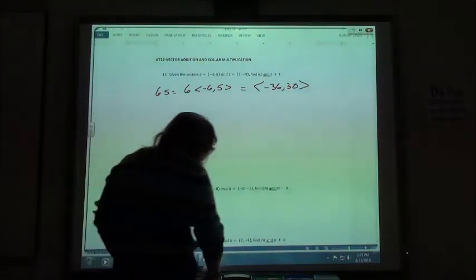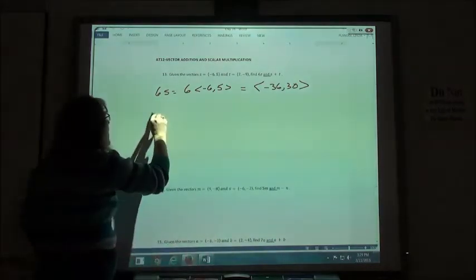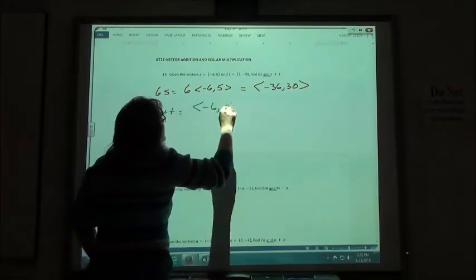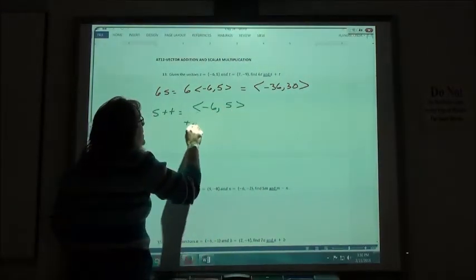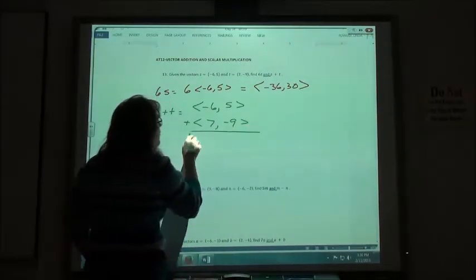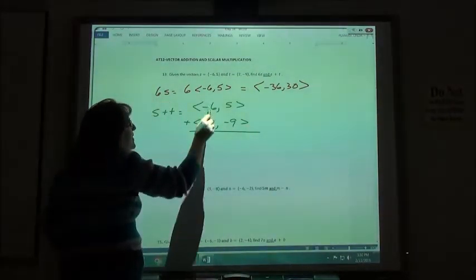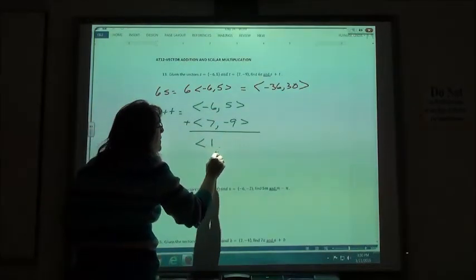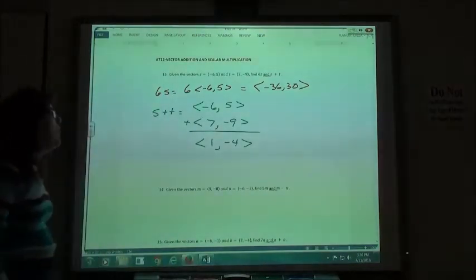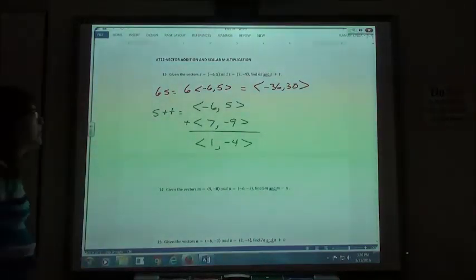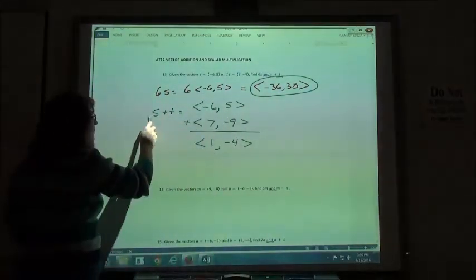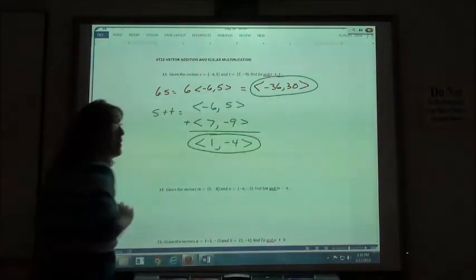If I'm going to do s plus t, that means I'm going to take vector s, which is negative 6, 5. I'm going to add the components in the same spots of the 7 and the negative 9. So if I add those together, negative 6 plus 7 would give me 1. 5 minus 9 is negative 4. And so my new vector then is 1, negative 4. So 6 times s gave me negative 36, 30. S plus t gave me 1, negative 4.